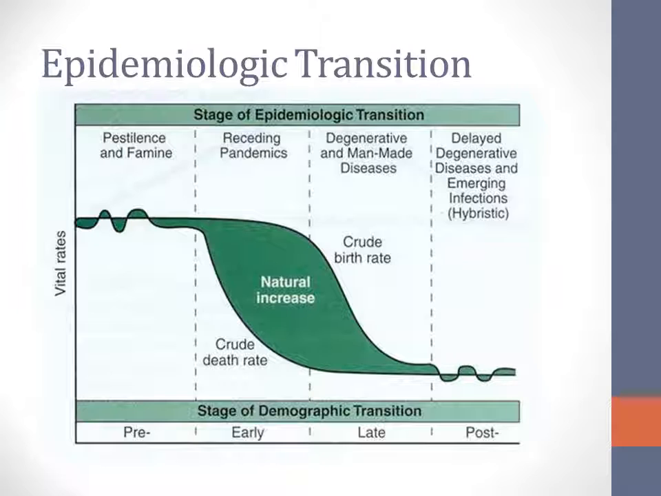Stage 4 is delayed degenerative diseases and emerging infections. The causes of death are the same as in stage 3, but life expectancy is extended through medical advances. So people may get diseases, but medical advances enable the diseases to be treated so people live longer. Medical operations and healthier lifestyles increase people's life expectancies to over 60 to 70 years at birth.